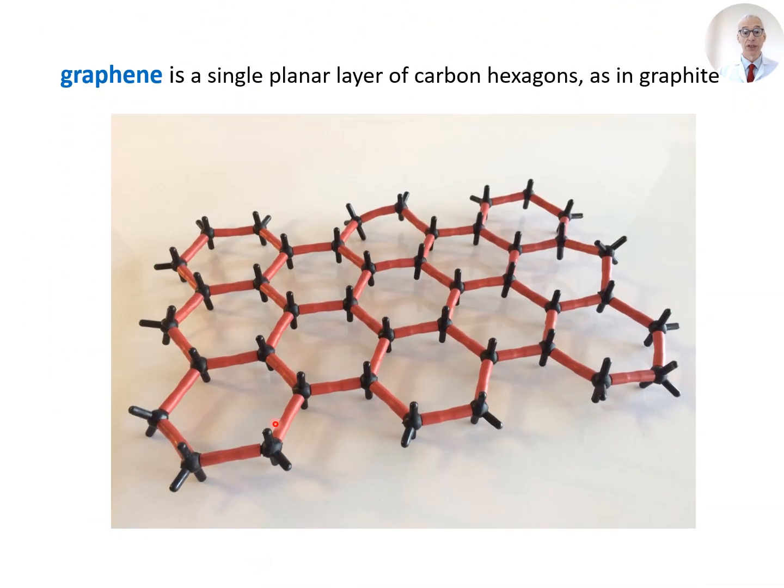Another modern material is graphene, which is a single planar layer of carbon hexagons, so, as it were, a single layer of graphite. Of course, that means we've got hexagonal rings. What does that mean in terms of electrons? Pause, see if you can recall, write down some statements.